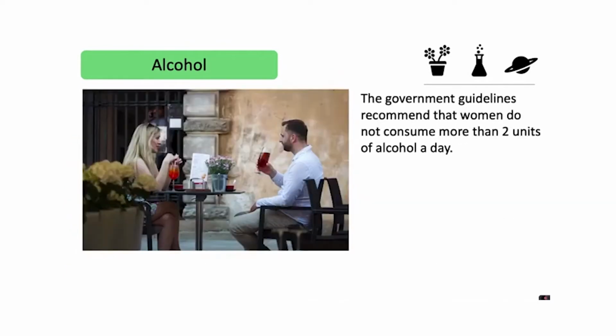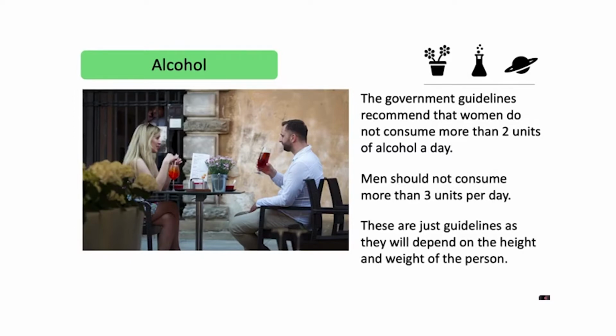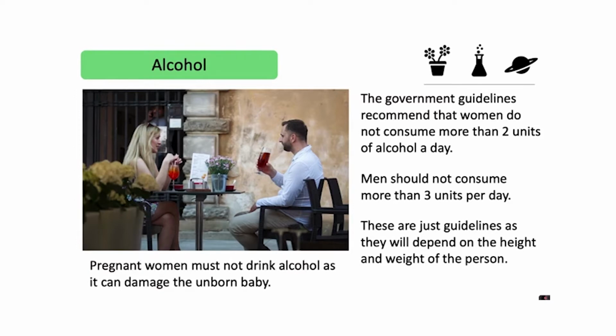The government guidelines recommend that women do not consume more than 2 units of alcohol a day. Men should not consume more than 3 units per day. But these are just guidelines, as they will depend on the height and weight of the person. Importantly, pregnant women must not drink alcohol, as it can damage the unborn baby.